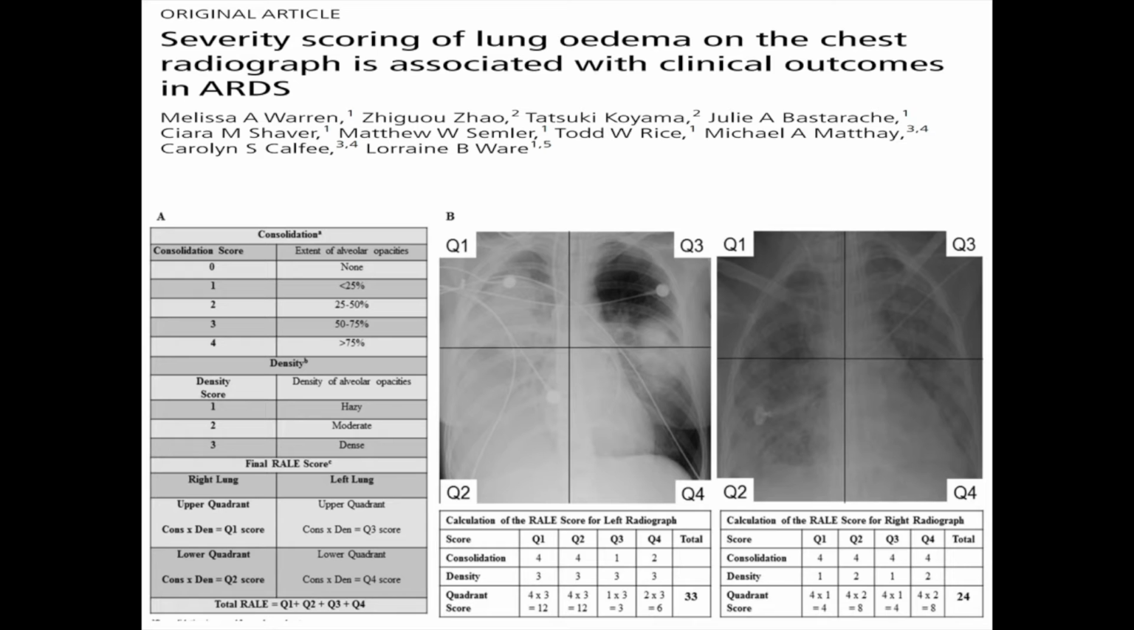The other score that can be used is the RALE score. This was published in 2018. In this, they scored based only on the chest X-ray, the consolidation score, the density score, and the final RALE score was calculated by calculating the total from all the 4 quadrants.